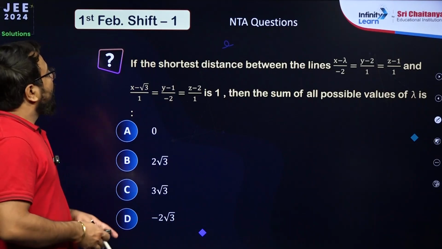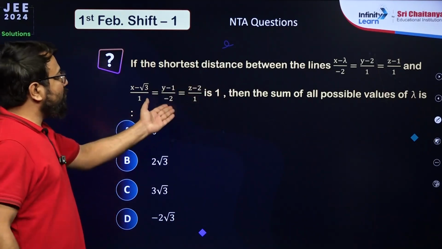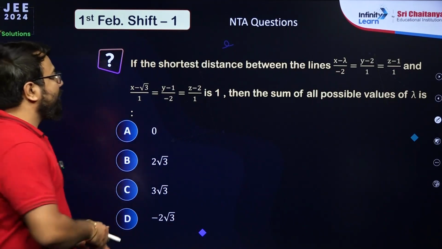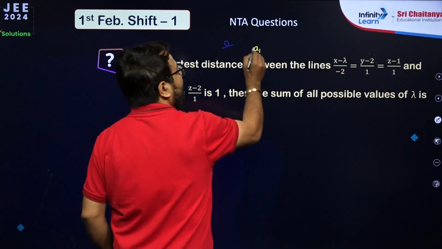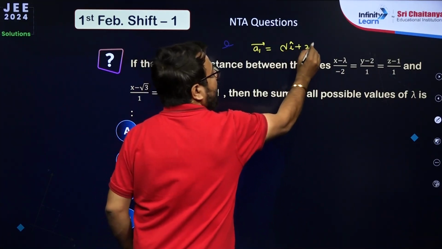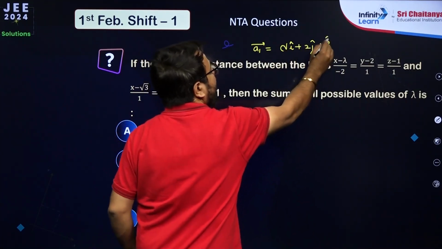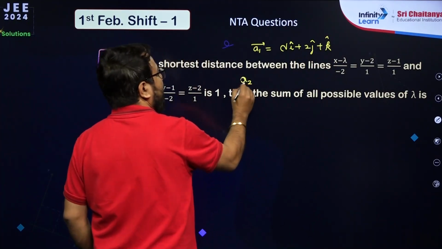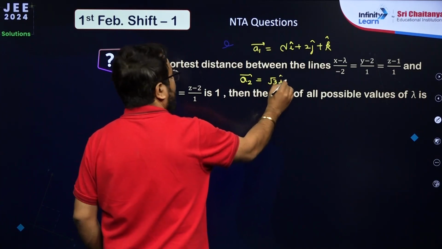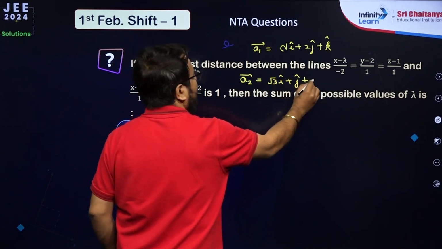Yes. If the shortest distance between these two lines is 1, then the sum of possible values of lambda they are asking for. Okay, so let us find the A1 vector. A1 vector is lambda i, then 2j and then 1k. Let us find the A2 vector. A2 vector is a position vector of a point lying on the second line: root 3 i, 1j and then 2k.